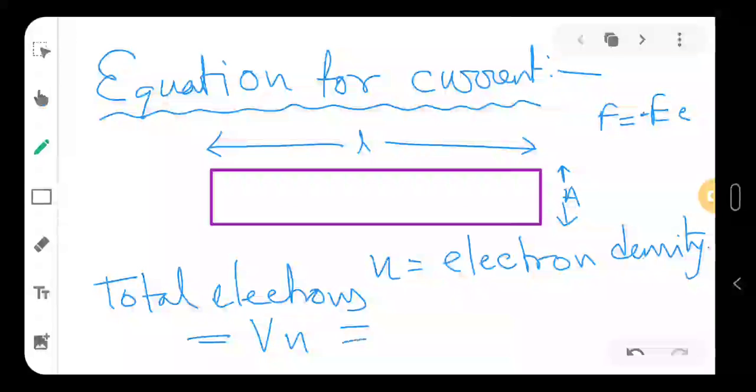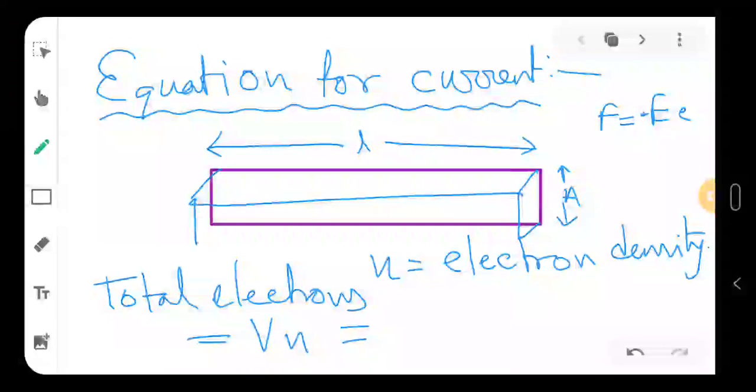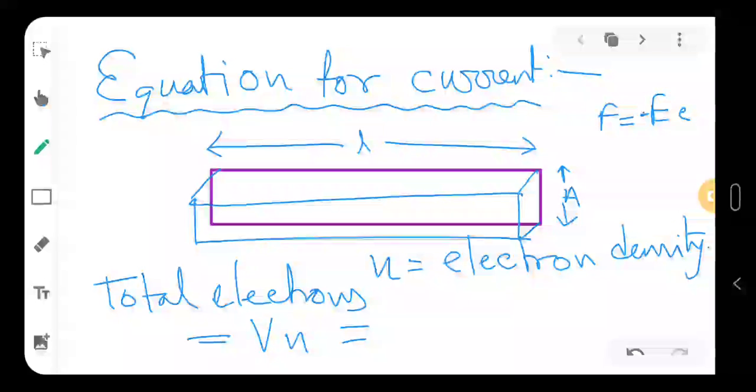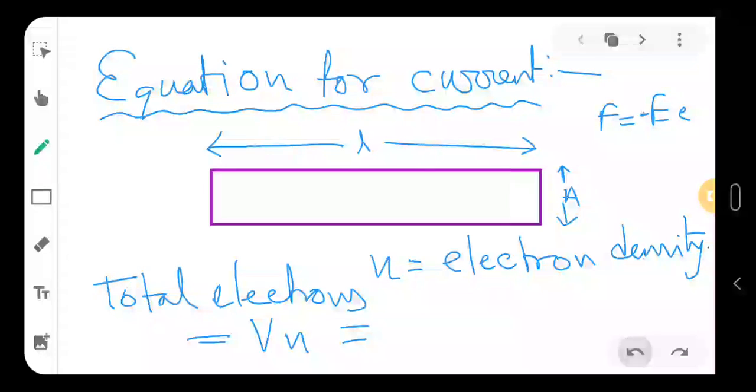If the area is A, you can say that it is actually a 3D object. But we are just drawing it like this so that the picture remains a little bit simple. So how to find out the volume? Volume will be area into length into n. So that will be the total number of electrons here.